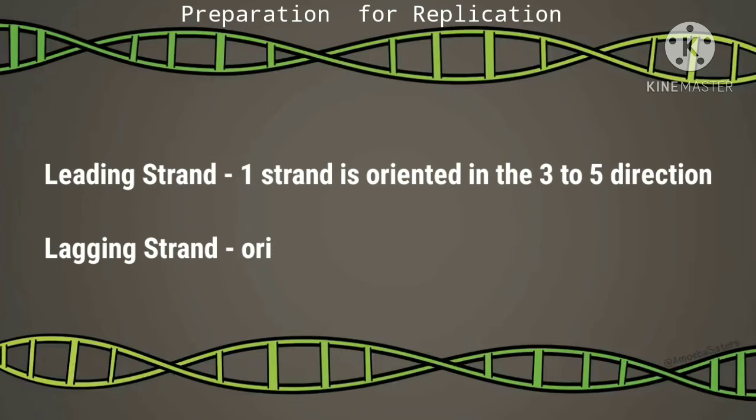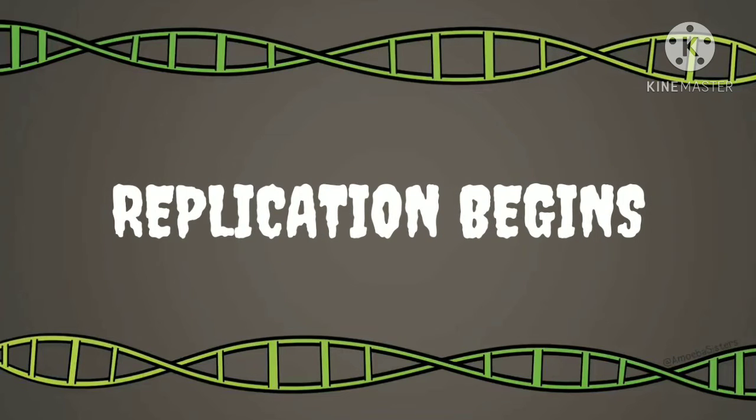One strand is oriented in the 3' to 5' direction, or leading strand, while the other is oriented 5' to 3', or lagging strand. The two sides are therefore replicated with two different processes to accommodate the directional difference. And then the replication begins.